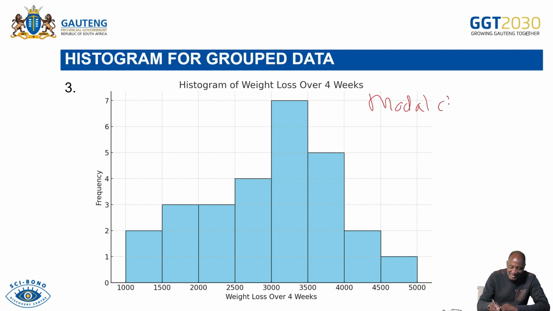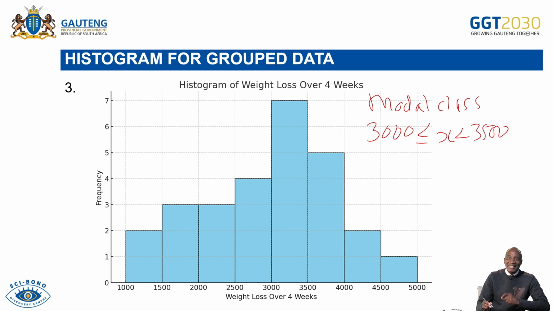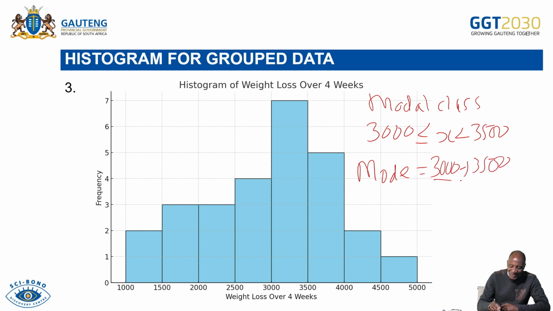The modal class, we already saw it, is 3,000 is less than or equal to x, then less than 3,500. That's your modal class. But if a question says determine the mode, this is where you are going to say the mode is an approximate value. It is the midpoint of that particular class. You add the two, 3,000 plus 3,500, that gives you 6,500. You divide that 6,500 by 2, it will give you 3,250.